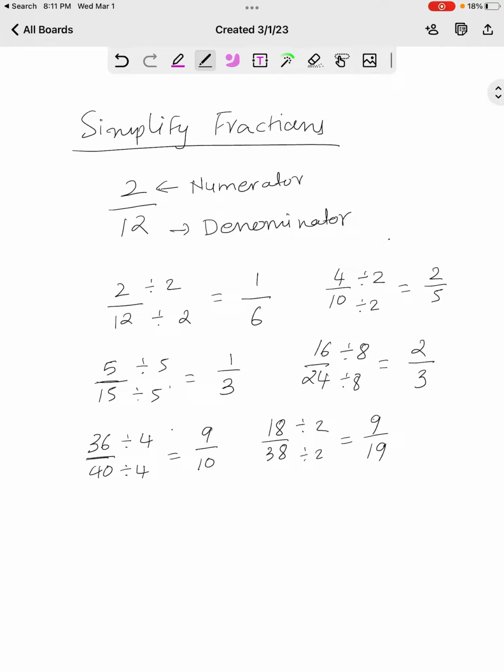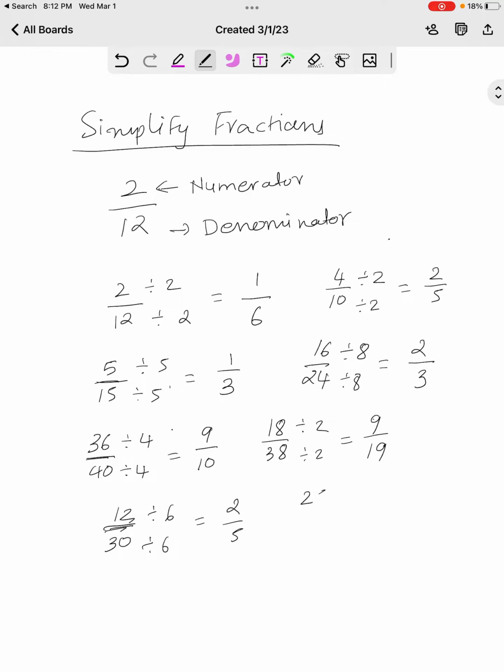One more, we have 12 divided by 30. So what is the greatest common factor here? It seems the greatest common factor is 6 here, and so we divide this by 6, we divide this also by 6, and so we get 2 divided by 5. And let's take one last problem right here.